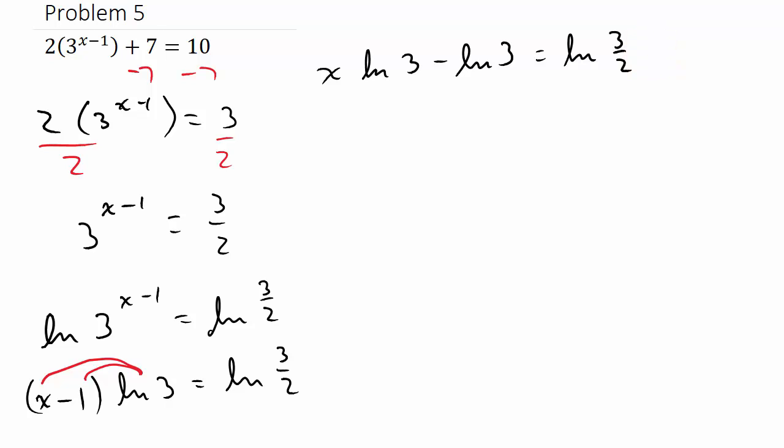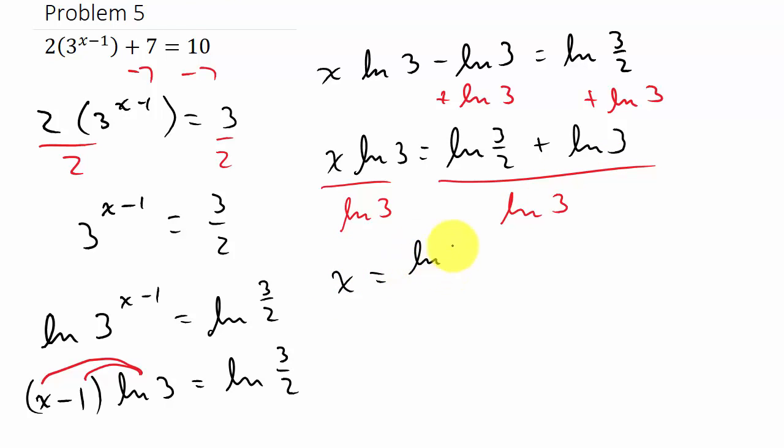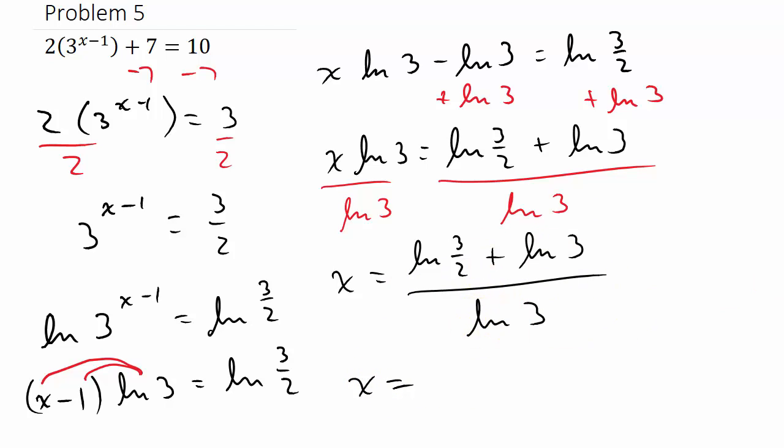Okay. And so now I'll add natural log 3 to both sides, because I have to isolate the term with the x in it, so this has to come over. And so x natural log 3 equals natural log 3 halves plus natural log 3. And then to get the x by itself, I'll divide both sides by natural log 3. And so that's x equals natural log 3 halves plus natural log 3 over natural log 3. And if we punch this into our calculator, we end up with 1.3691.